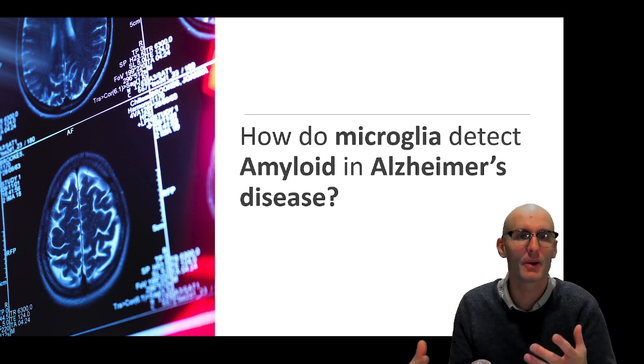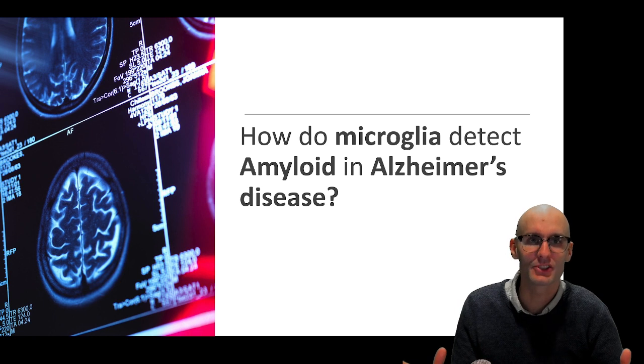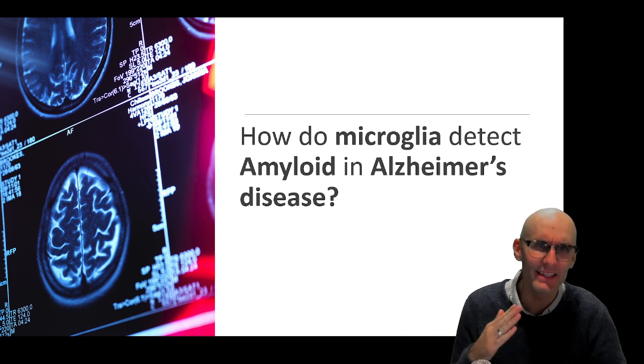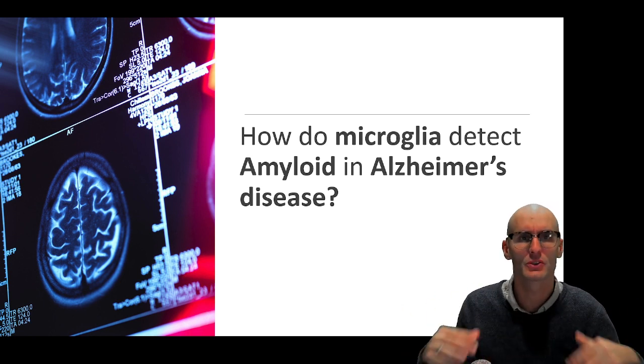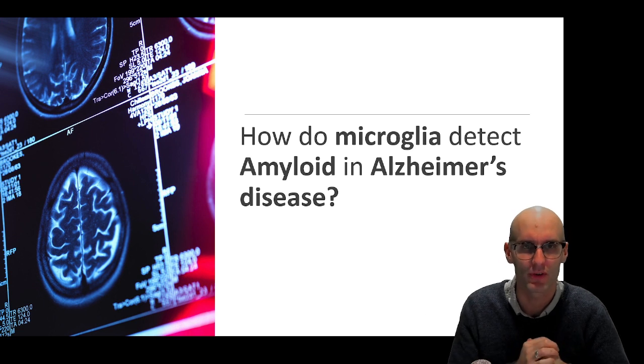In the previous videos I've been discussing how neuroinflammation contributes to Alzheimer's disease, how the activation of microglia causes them to damage neurons directly and also recruit in damaging immune cells like neutrophils, which also then go on to damage the neurons directly.